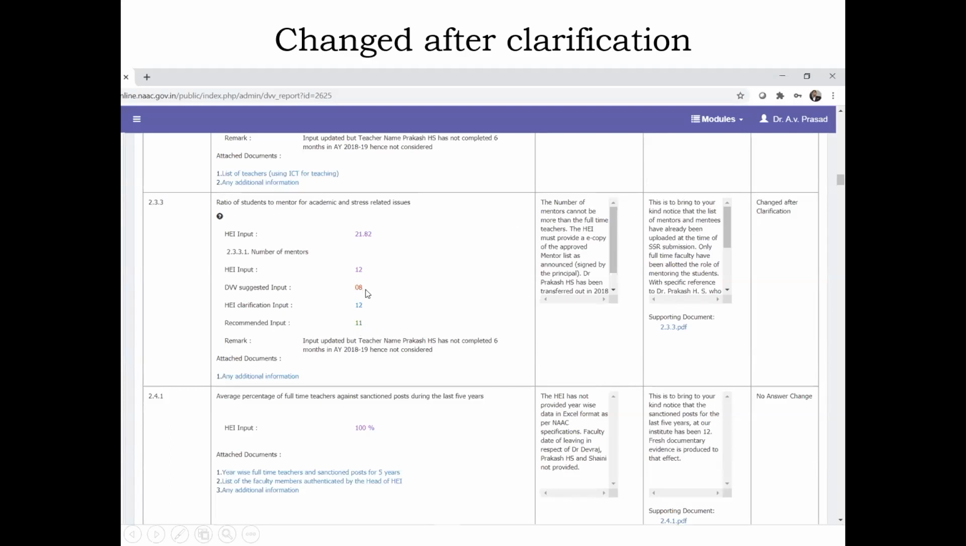That means the values here have either increased or decreased after the clarification given by the HA. That means the recommended input by the DVV is initially not accepted, and the input given by the HA initially is also not accepted.